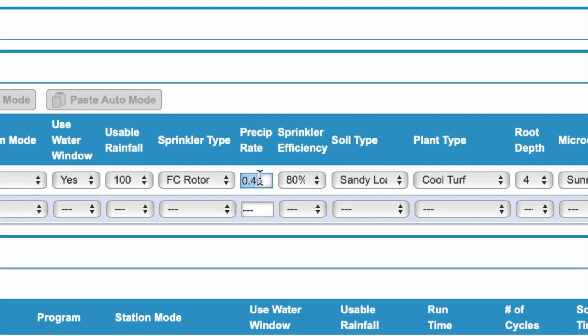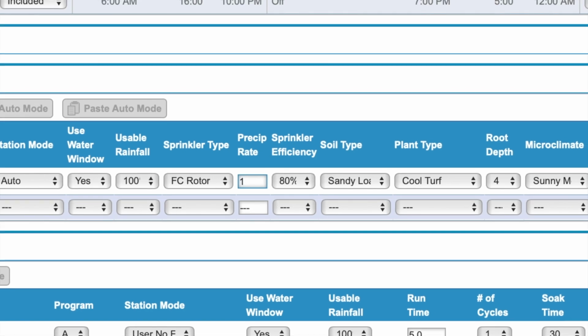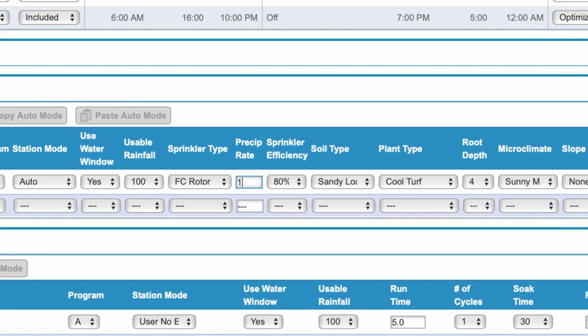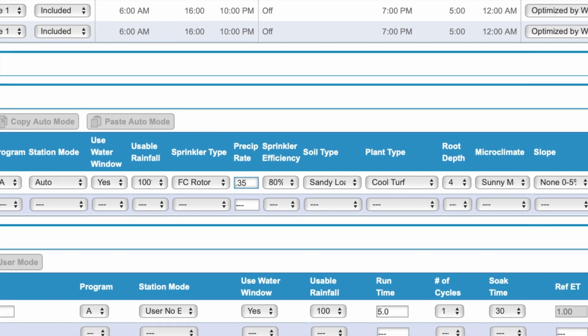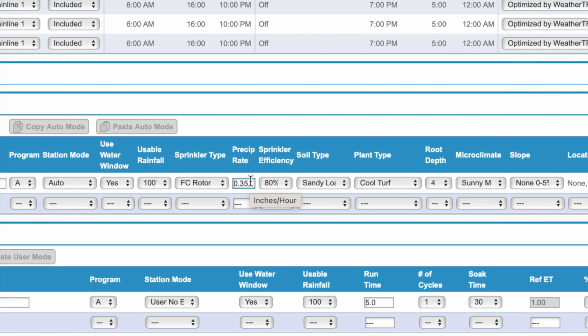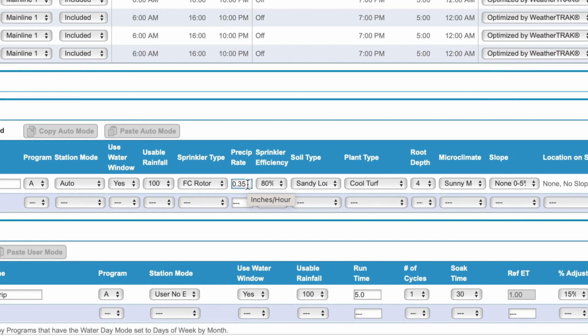0.45 inches per hour. Okay, is that what it is? Or is it more like 1.5? That would be closer to spray heads. Is it more like 0.35, which a lot of times for your full circle rotors, that's all it'll be, is 0.35. So that's going to change your runtime significantly if you have that wrong.